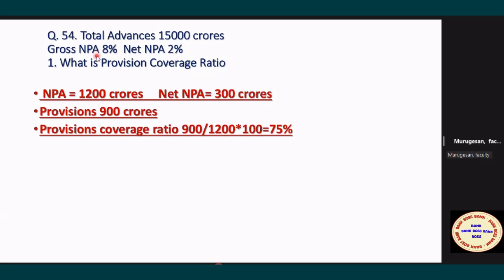And what is the NPA available? 8% of 15,000, so that is 1,200. So 900 divided by 1,200, 75% is the PCR, the provision coverage ratio. Simple question, you can calculate it within 10 seconds. Understood or not? This is the question they are asking. Friends, you can expect any similar question. This we have done.